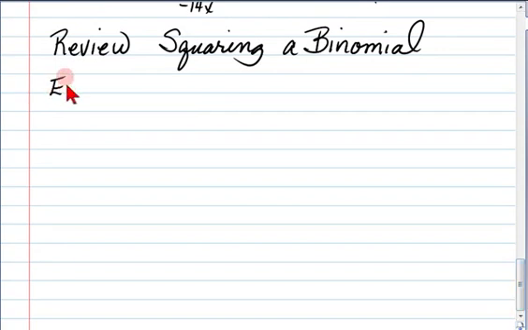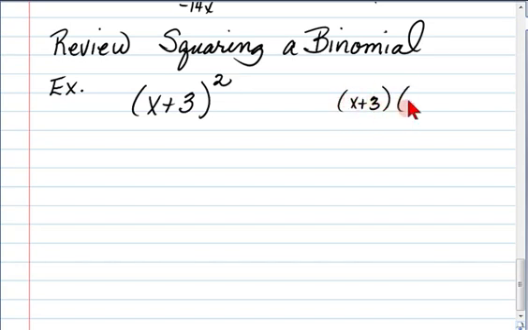So I want you to review, how do you square a binomial? What if I have x plus 3 quantities squared? Well, the long way that I don't want you to have to rely on is to take x plus 3 times x plus 3. And that would give you, product of the first is x squared. What's the outer product?